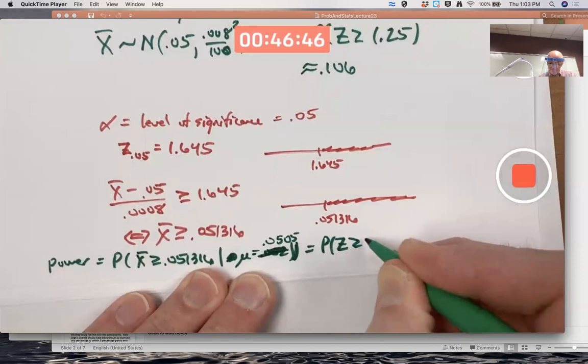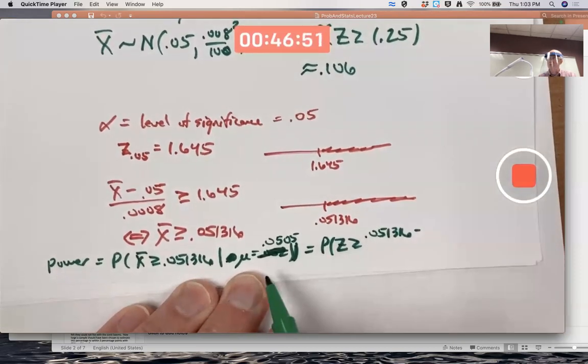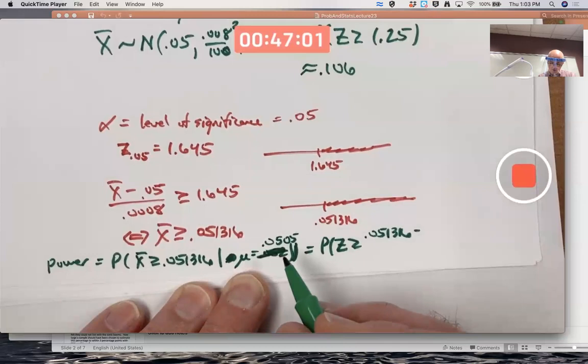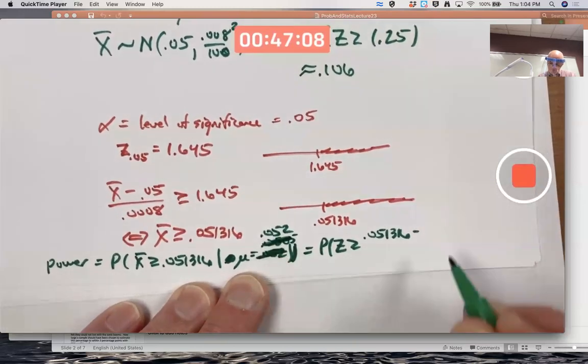Convert to z, but now subtract the new assumed value of mu. Actually, it'll be bigger if mu is further away. Maybe I should go back to the original. Let's go back to 0.052. Sorry.